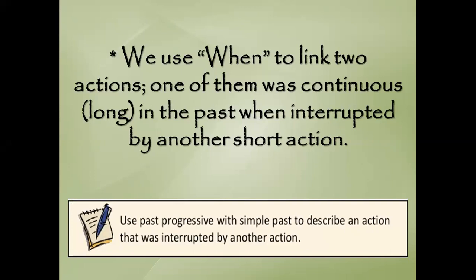Okay, use past progressive with simple past. The past progressive tense is for the continuous action, which was interrupted by another action. The other action, the short action, should be used in the past simple tense to describe an action that was interrupted by another one. Okay, let's explain this on this picture. Look well, please. Here is Jason. What was Jason doing in the bathroom? Please, guys, write to me. What was Jason doing in the bathroom?